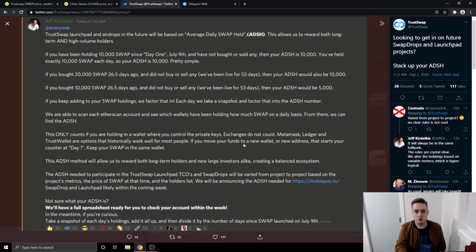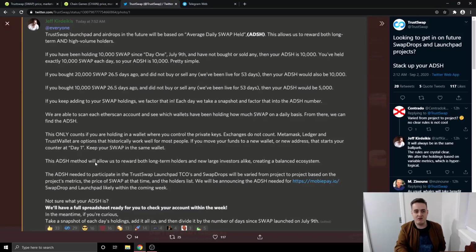If you move your funds to a new wallet or a new address, that then starts your counter at day one again. Keep your swap in the same wallet. So if you've already got swap in one wallet, like a MetaMask wallet, keep it there right now. Don't move it to another wallet. Otherwise, you will be going back to day one and your counter will restart.